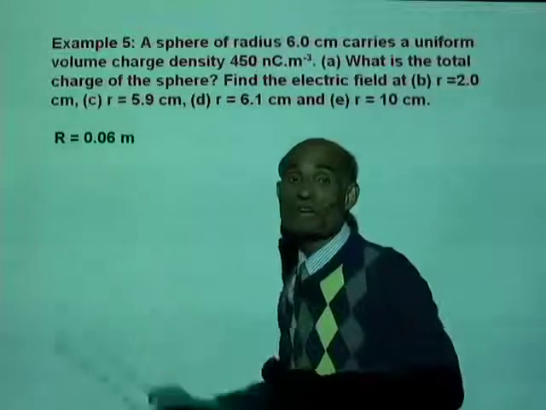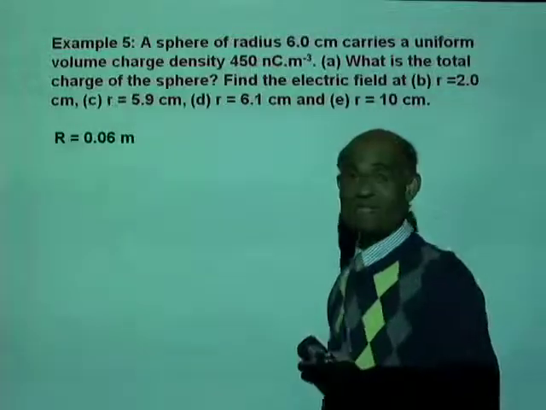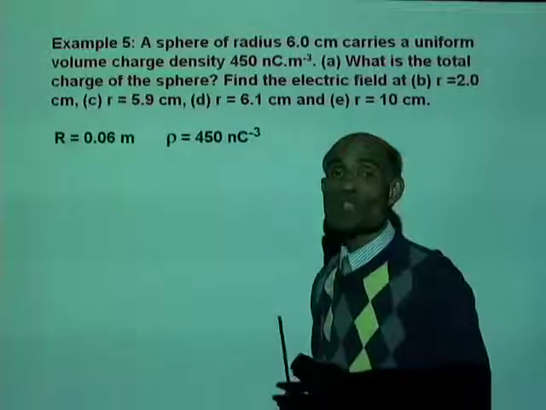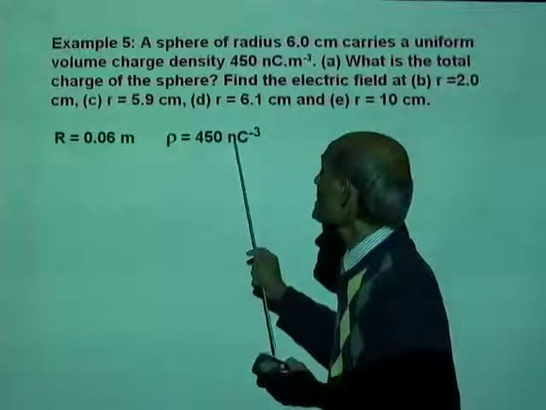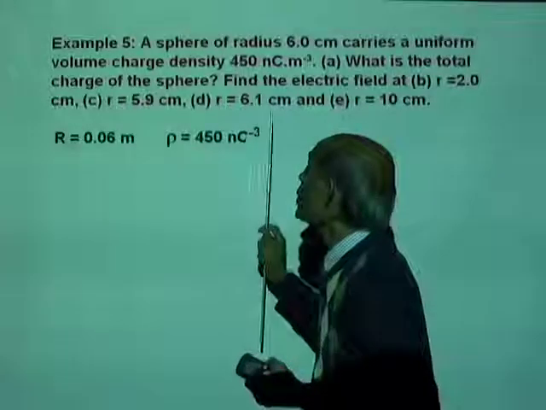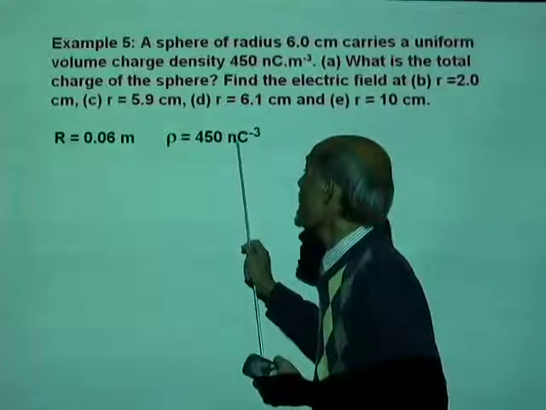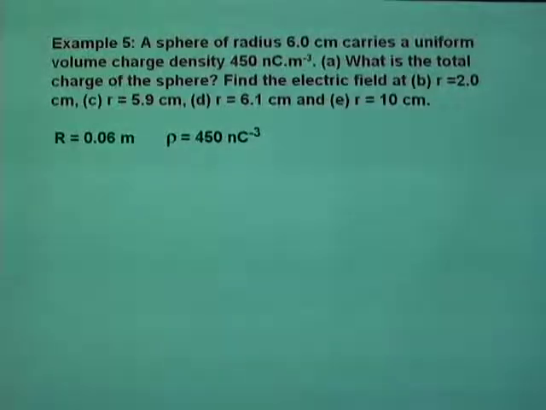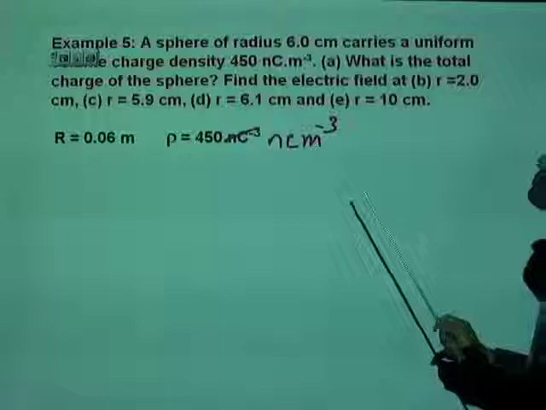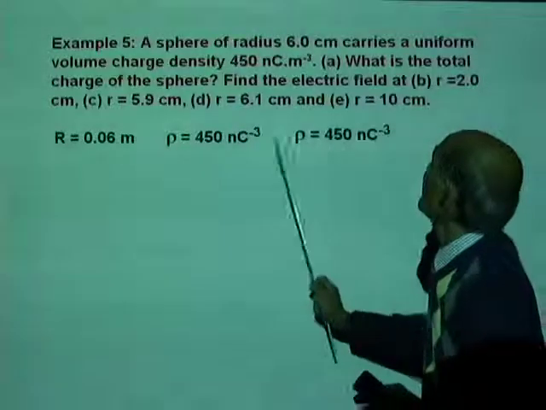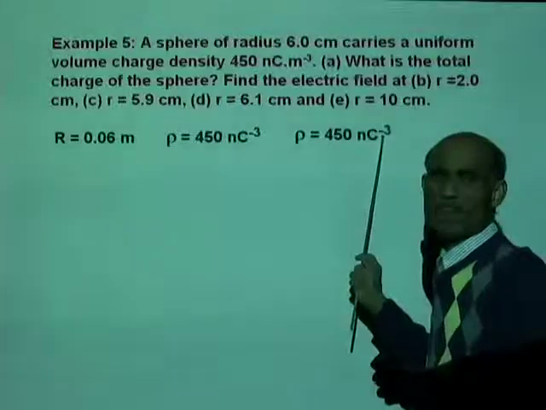The radius of the sphere is 0.06 meter, 6 centimeter. Rho, the volume charge density, is 450 nanocoulomb per meter cube. Well, this is not written correctly. You must write it nanocoulomb per meter cube. That is the unit of rho. There's an m missing in between there. And what else do we know? We know rho.